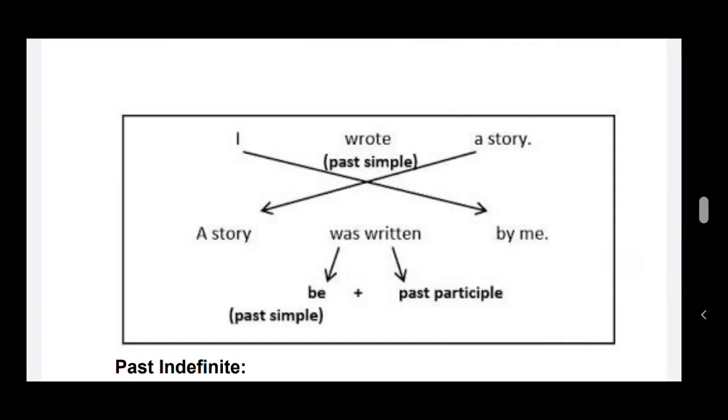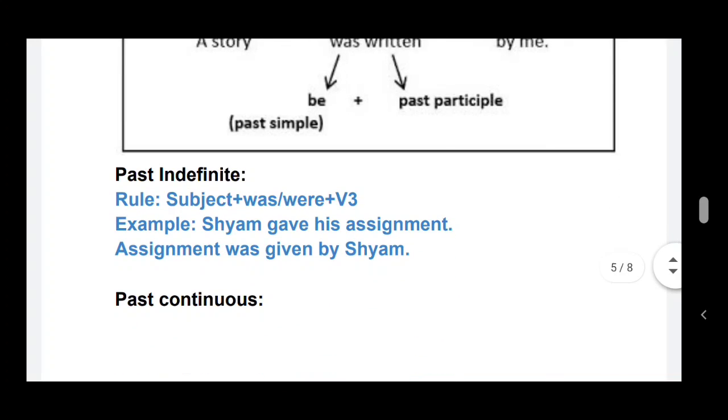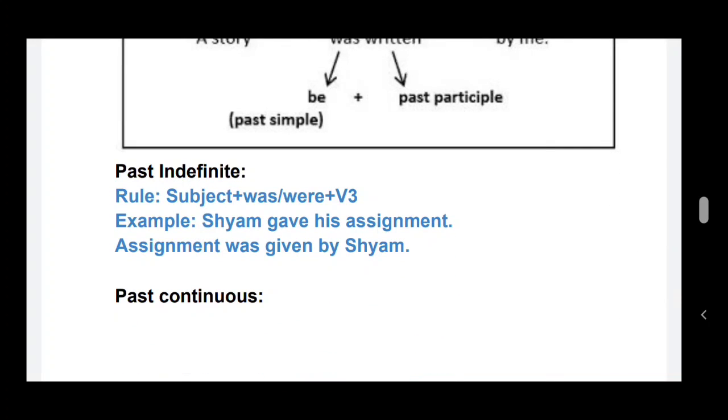Simple past. Look at the picture here. "I wrote a story." Here "wrote" is the past verb. How is this changed into passive? A story should be brought to the front and "I" should be changed into "me." So, "a story was written by me" in past tense. The rule for simple past tense is subject plus was or were plus verb 3.